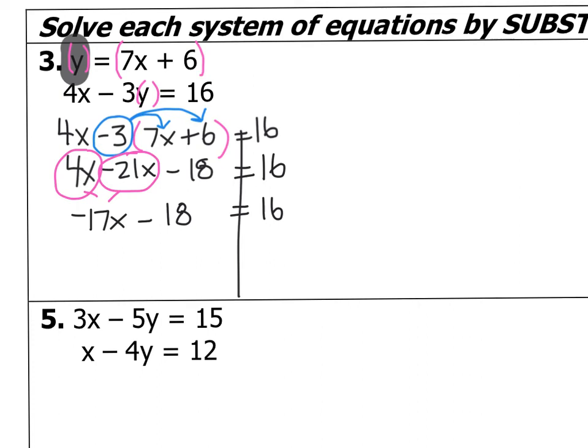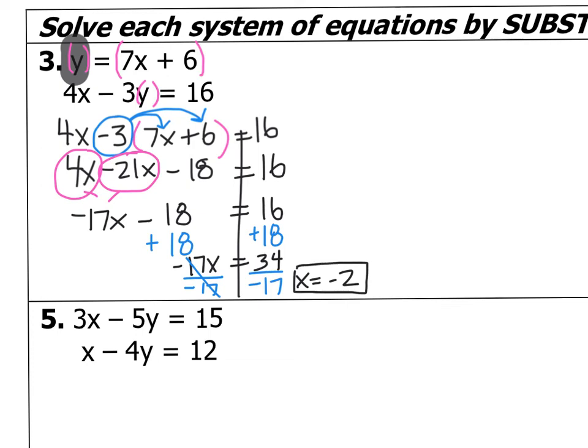Now I've got a regular two-step equation to solve. I've got to add 18 to both sides, which gives me negative 17x equals 16 plus 18. 6 plus 8 is 14, 34. Divide by negative 17. X is equal to negative 2.